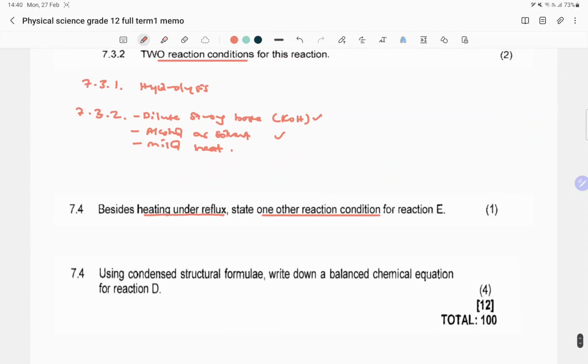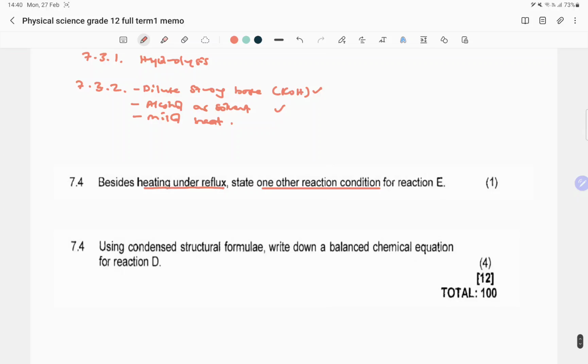not dilute. We want it concentrated because we want it to kind of eliminate. So we need a concentrated strong base, okay, which is KOH.